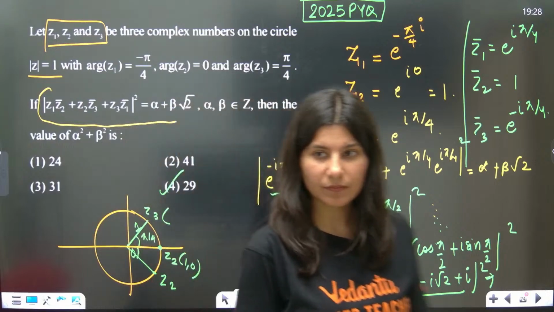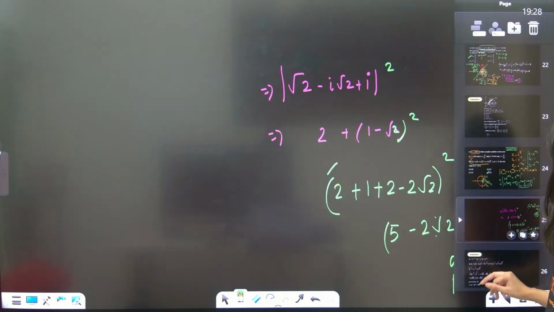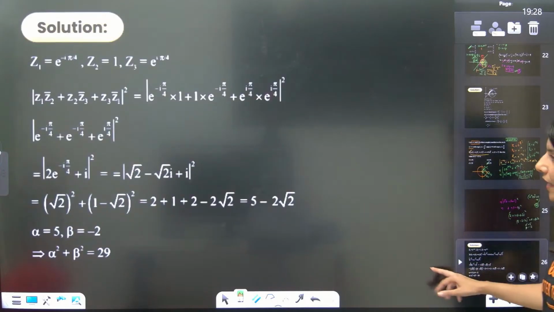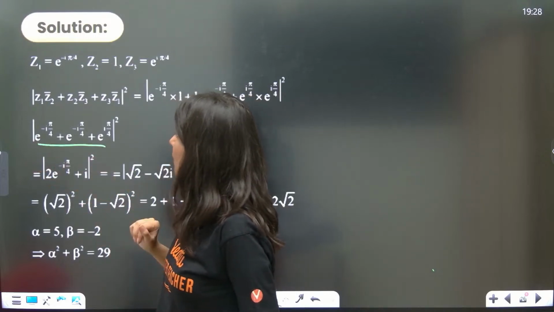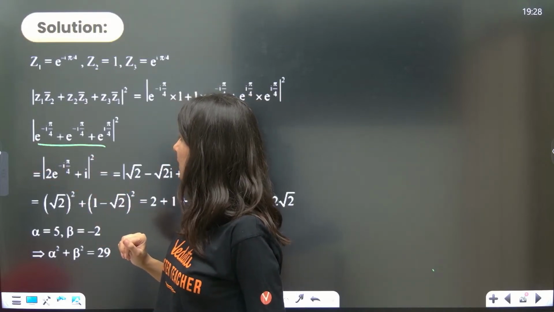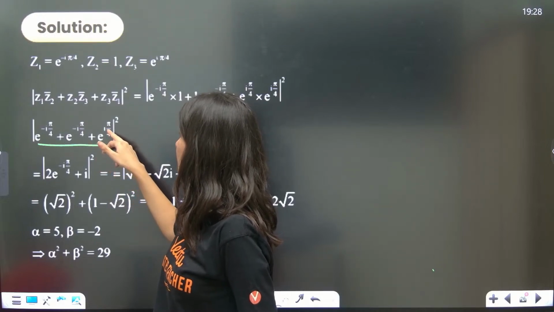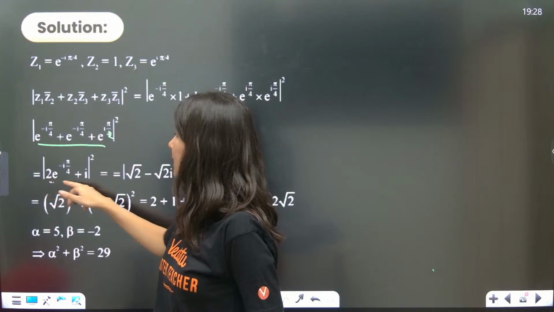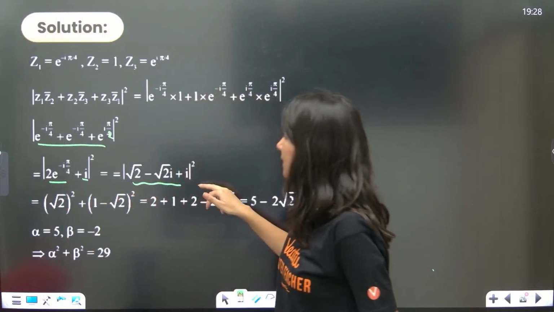Clear? Acha, okay. Now let me just give the next question to you. See, I'll show you also. See, this is how it is. This is what it was. e raised to power minus iota pi by 4 plus e raised to power iota pi by 2. So this is twice e raised to power minus iota pi by 4 plus iota. So this is what it is.